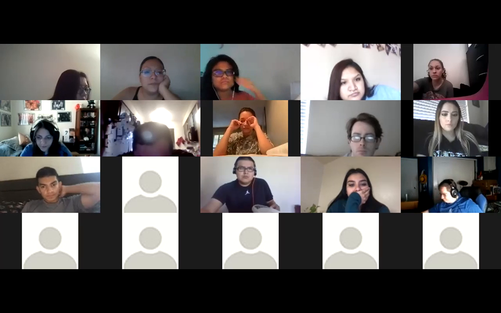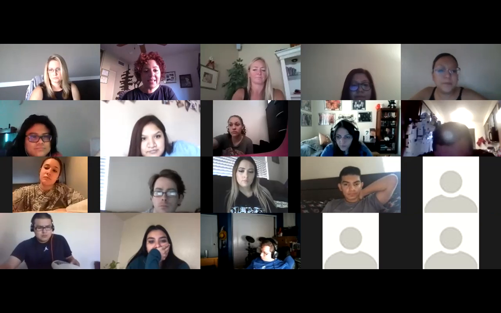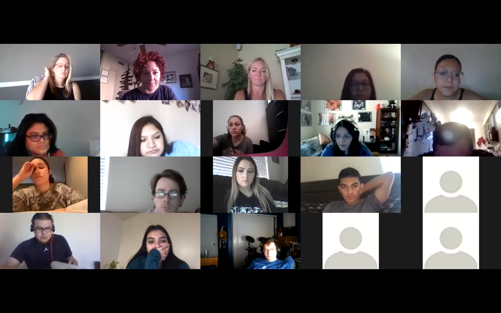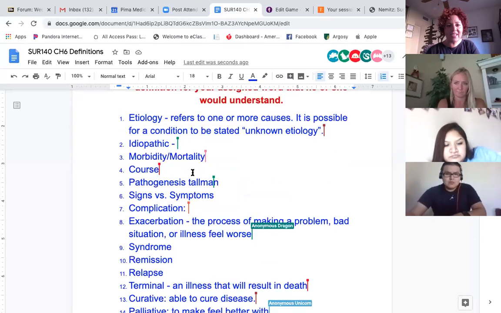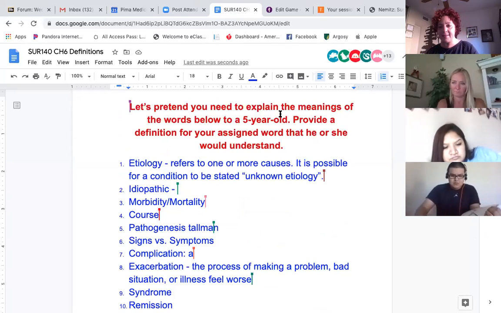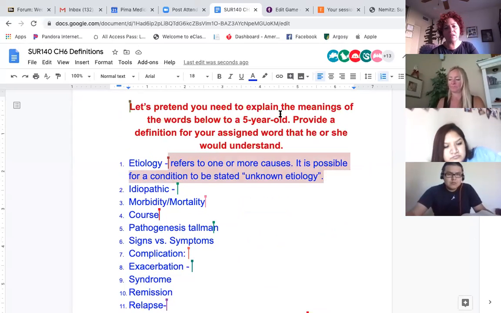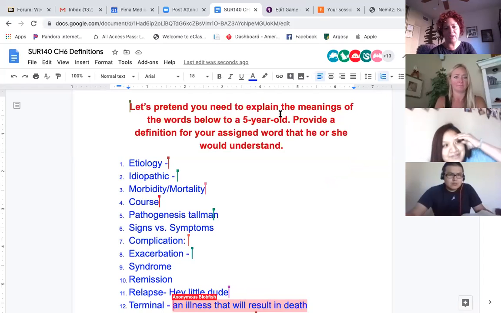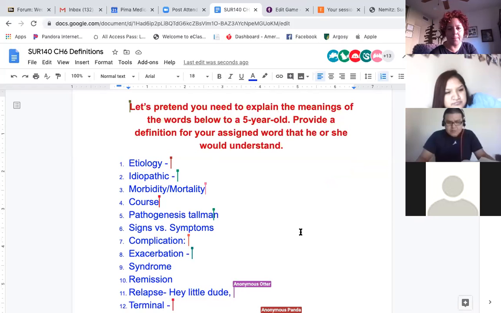Is the link working? Can anybody verify that? Yes, awesome. Okay, so here's the thing. You're going to look at the word and the definition, and then you are going to write it so a 5-year-old can understand it. That is your goal, like you were explaining it to a little one. Unknown etiology is not what a little one would understand. Okay, like a 5-year-old.